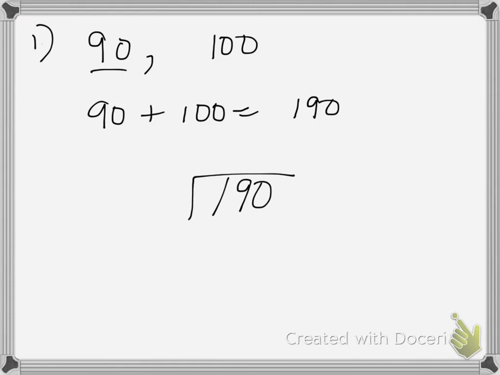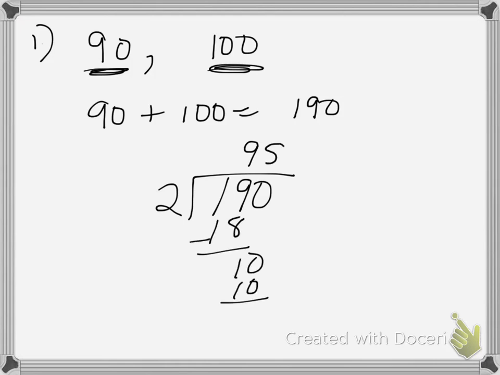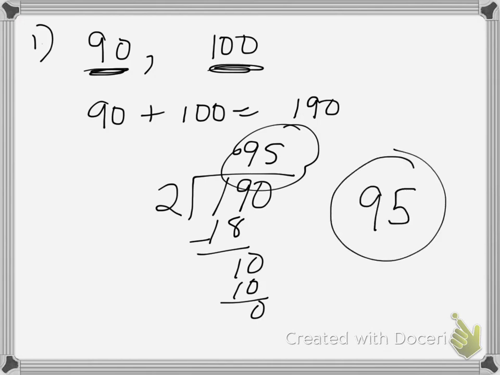Well, how many items are in the set? 1, 2. Just 2 items, just 2 quizzes. So we divide 190 by 2, and when we do that, we see that goes in 95 times, and that is your average, your mathematical mean. So 95 is the mean of 90 and 100.